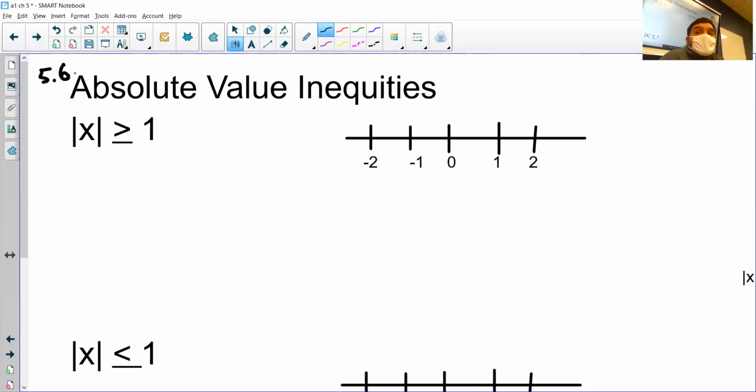So last time we did equations, equals. Now we're doing inequalities, the not equal, either greater than or less than. Oh, you're right. I wrote inequities.